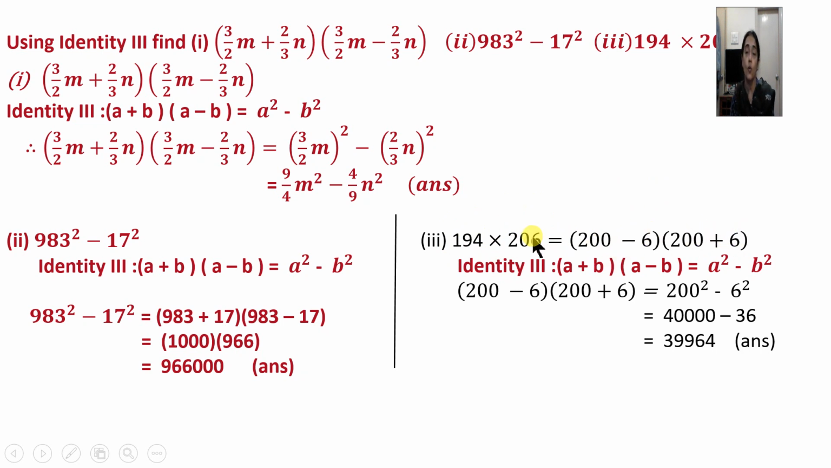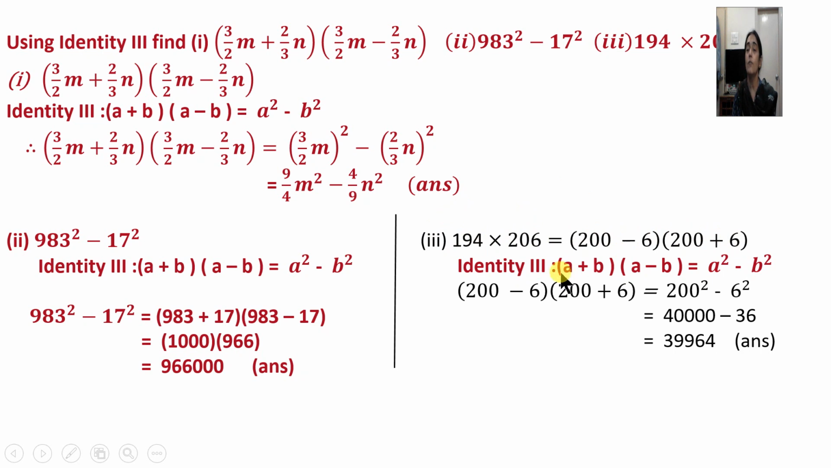Sometimes you don't know. So what you do is you see the bigger number, 206. Yes, I can express this as 200 plus 6. So see the next number. Can I express this as 200 minus 6? Yes. So write down 200 minus 6 into 200 plus 6.